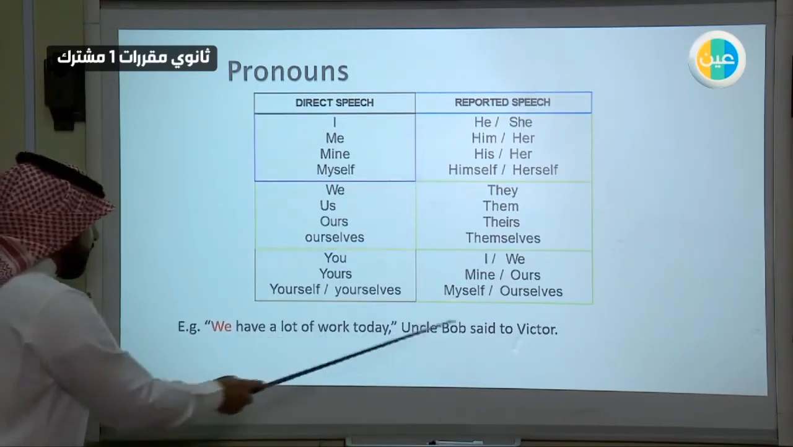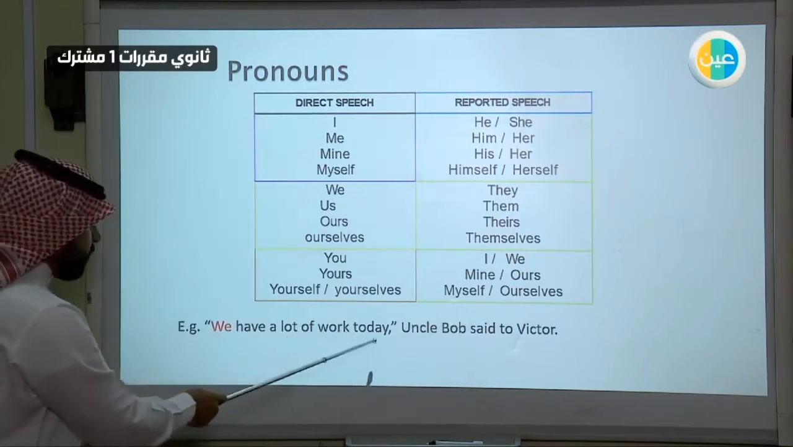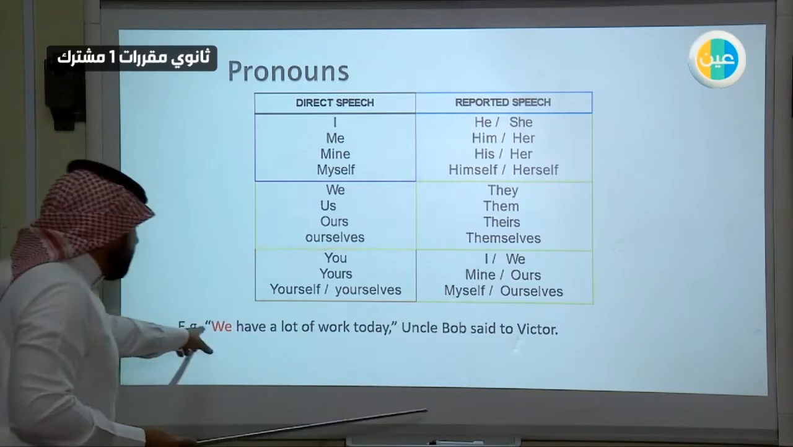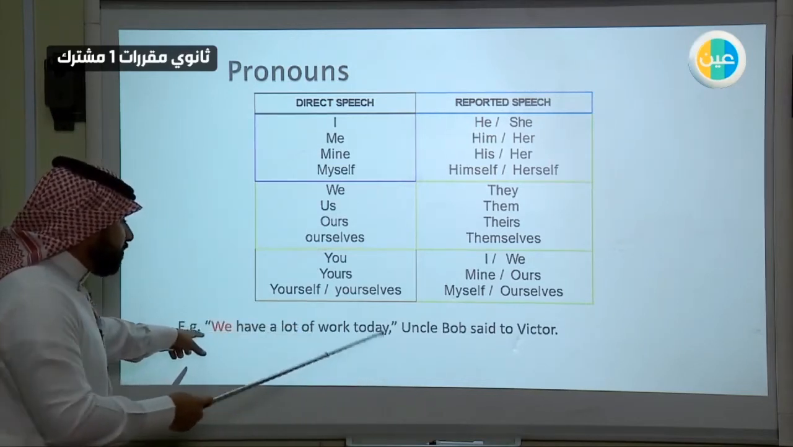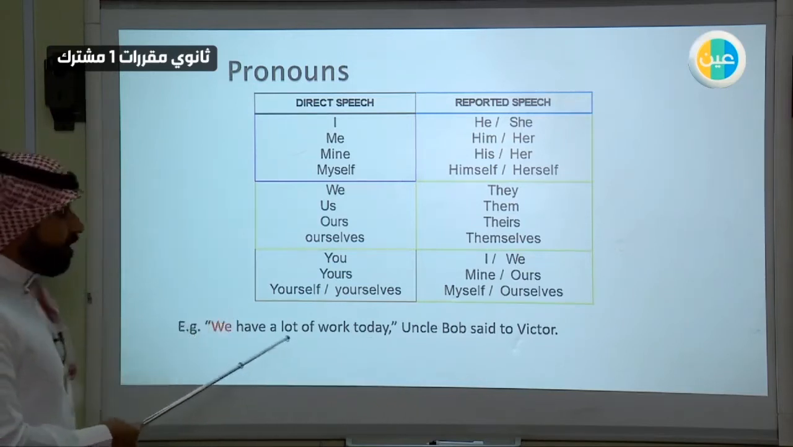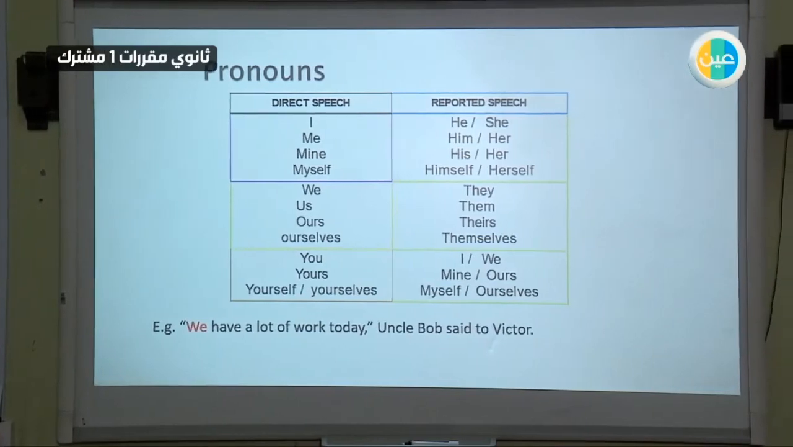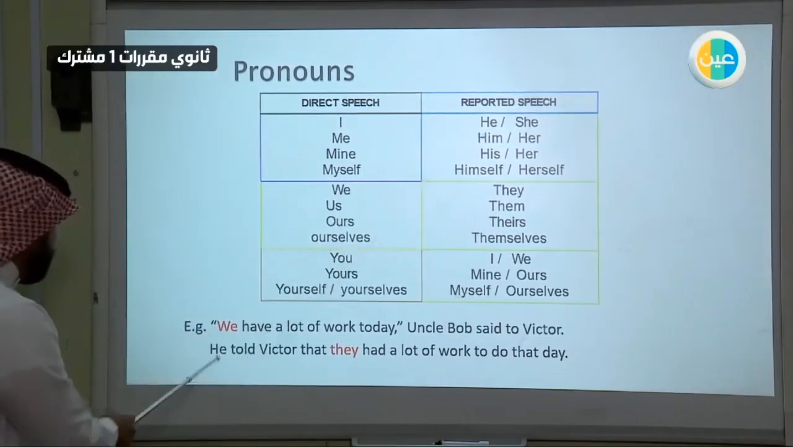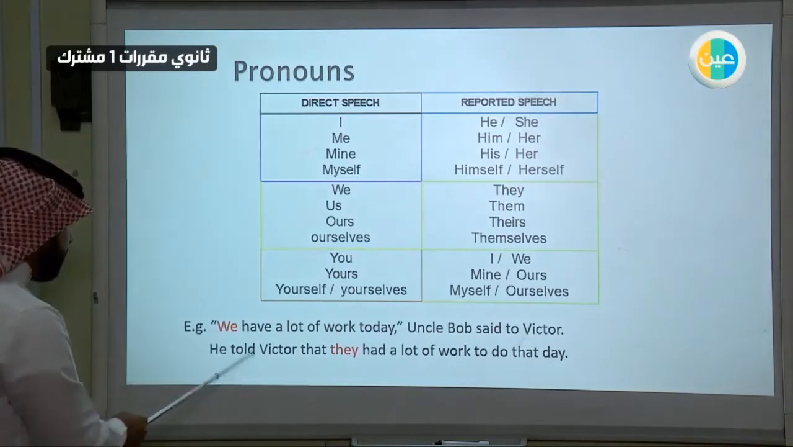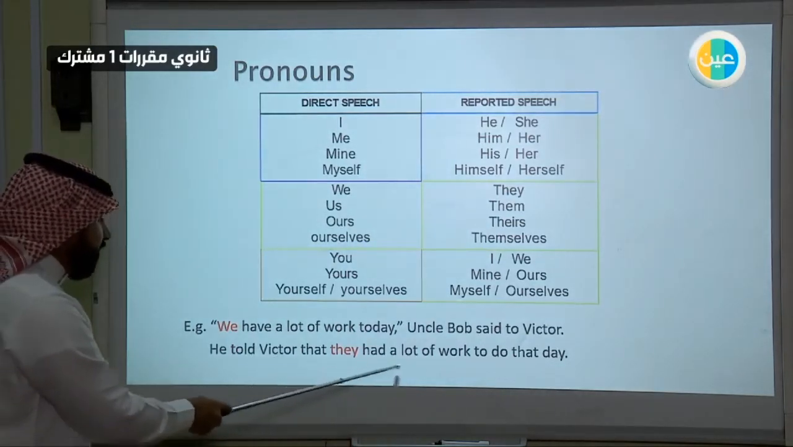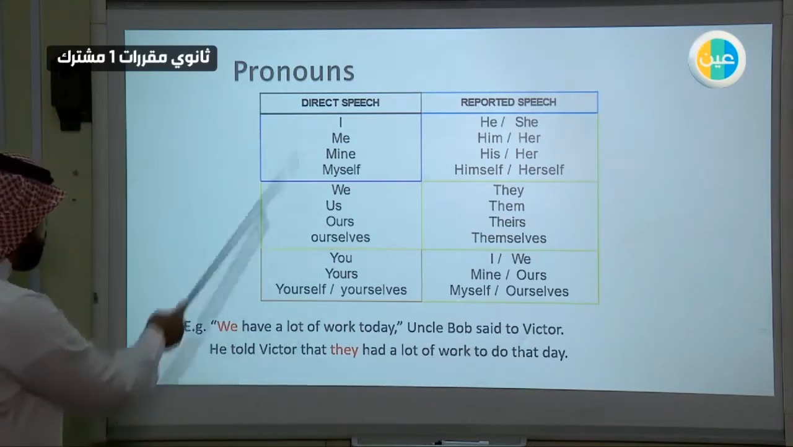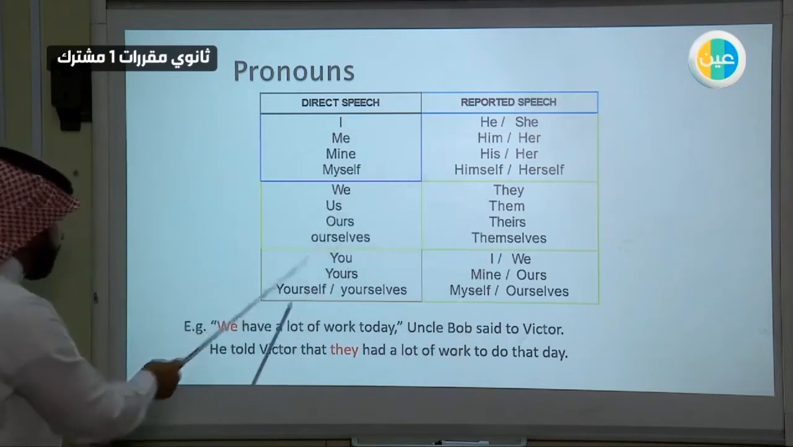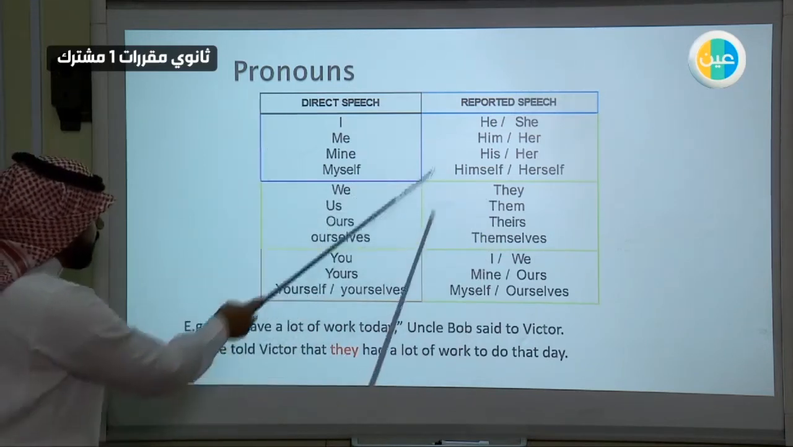So for example, we have this sentence: "We have a lot of work today," Uncle Bob said to Victor. Here, we use direct speech because you can see the quotation. So Uncle Bob said the same sentence. We didn't change anything. And now we want to use reported speech. Look at "we". We changed "we" to "they", as the table said. "He told Victor", so we used told, and Victor is the object, "that they had a lot of work to do that day." So you can see here one example of the pronouns. We change it from we to they. We is the direct speech, and they is the reported speech.